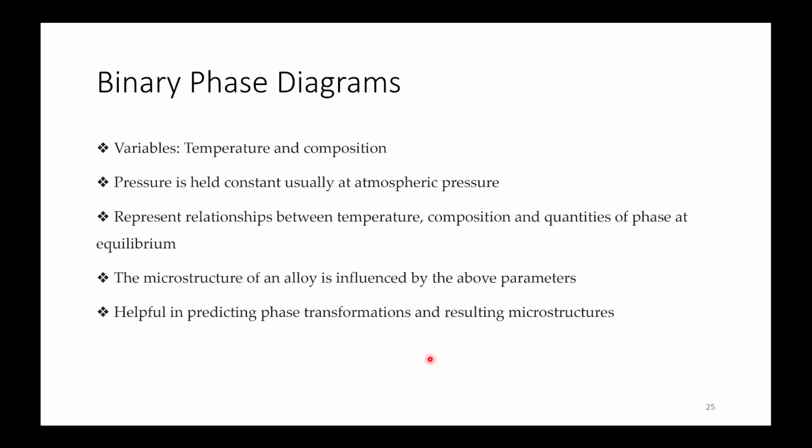Binary phase diagrams. In this case, your variables will be temperature and composition, and pressure is held constant, usually at atmospheric pressure, and here it represents the relationship between temperature, composition and quantities of phase at equilibrium. And the microstructure of an alloy is influenced by the above parameters, and it is helpful in predicting phase transformations and resulting microstructures.